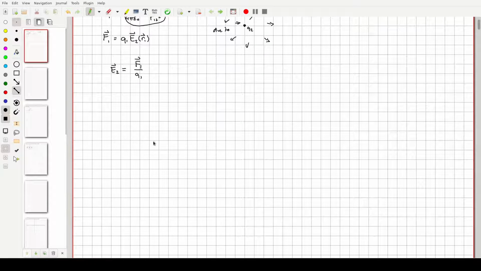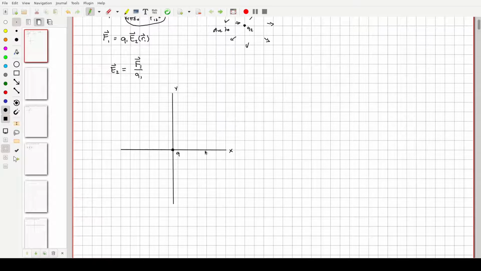So let me draw a coordinate system here, and what I'm going to do is I'm going to place the charge at the center. So here's our coordinate system. Maybe this is the y-axis, maybe this is the x-axis, the z would be in and out of the page. And at the center right here, I'm going to place my charge q.